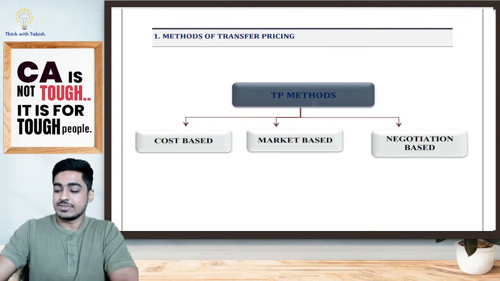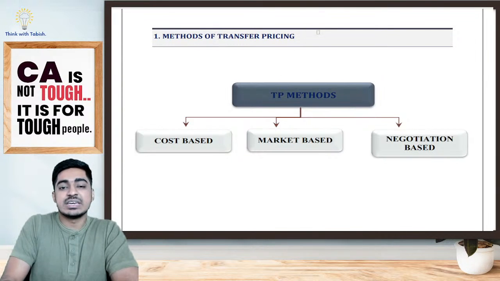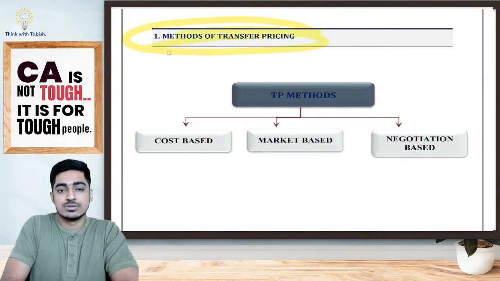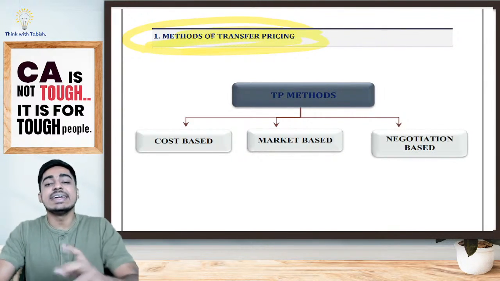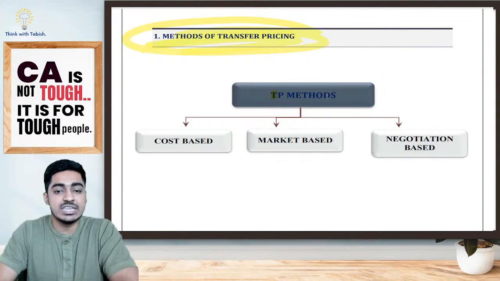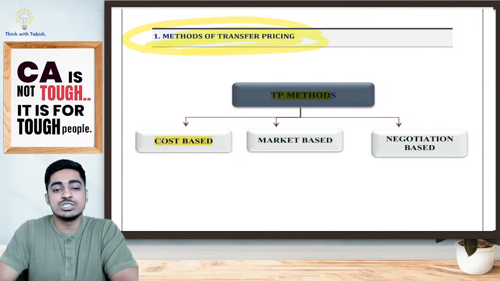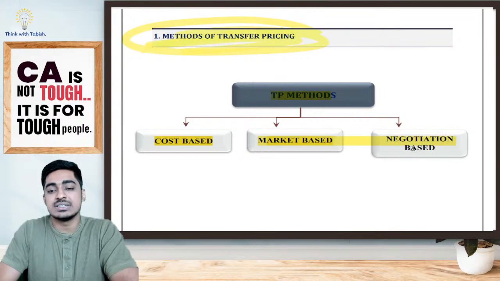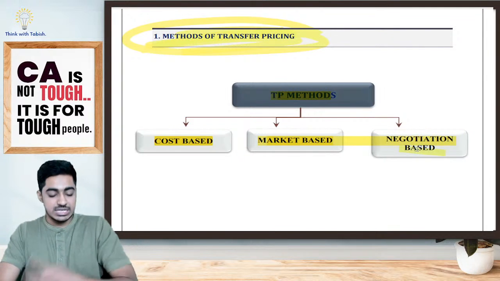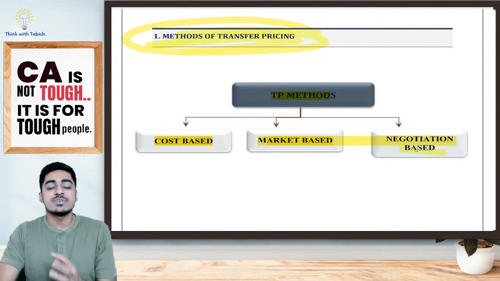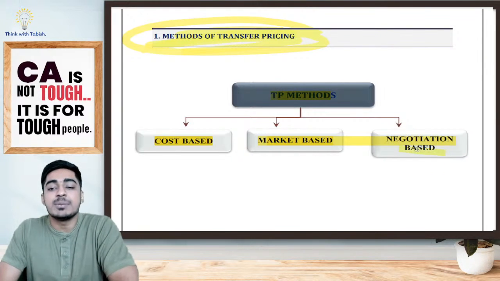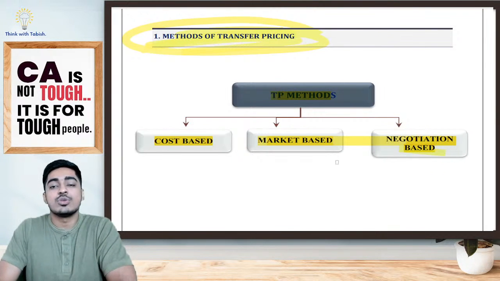Now, we have the first concept, methods of transfer pricing. How do we calculate transfer price? There are mainly three methods. Firstly, cost based, second, market based, thirdly, negotiation based. So either based on the cost, we can calculate transfer price, based on whatever is prevailing in the market, we can calculate transfer price, or based on the negotiation, we can calculate the transfer price.